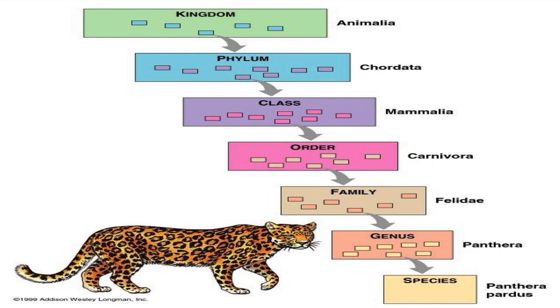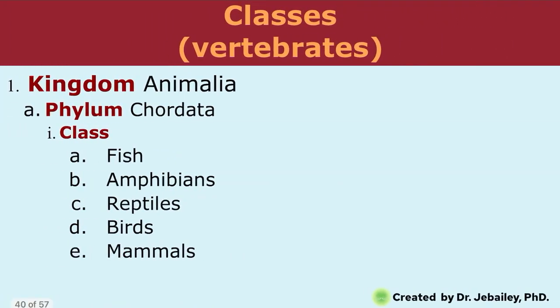Now, I put the panther because I love the panther, but you can choose any animal you want, and you will have to memorize their names on each one of the taxa. You have to know not only the animal, but you also have to do it with a plant. So let's continue here. Now that we know there's a kingdom Animalia, and the phylum is located inside the Animalia, inside the phylum Chordata, there's a class, and there are five of them.